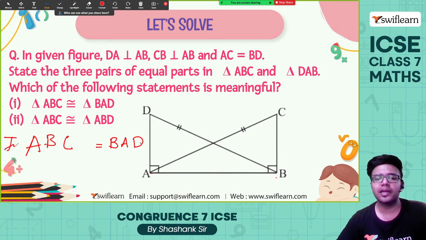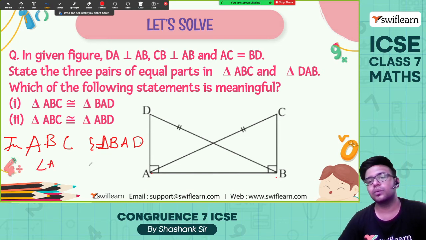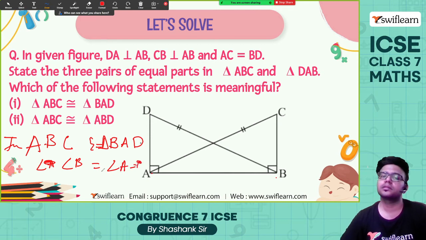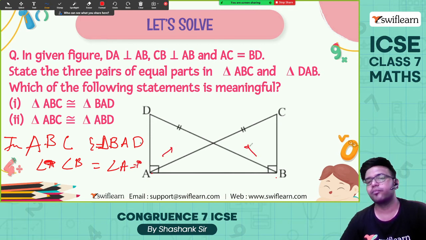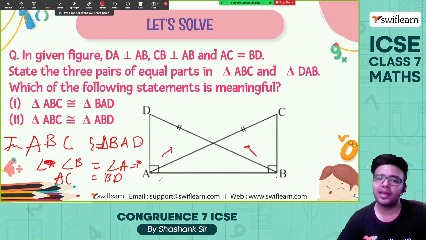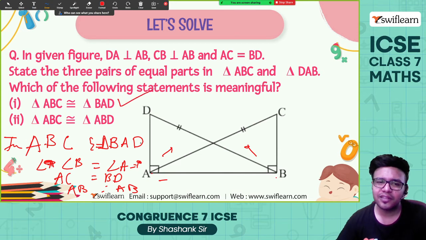In triangle ABC and triangle BAD, angle B is equal to angle A, 90 degrees. The hypotenuses are the same. In triangle ABC, AC is the hypotenuse, here BD is the hypotenuse. They are the same, and AB is the common side. AB is equal to AB. From RHS rule, these two triangles are congruent, and this is meaningful.